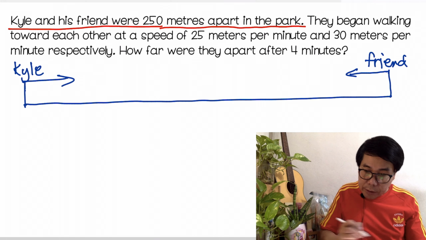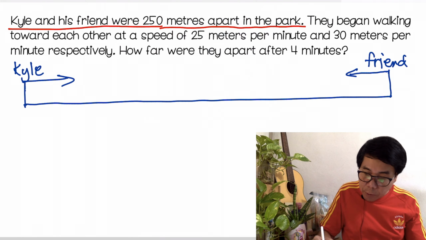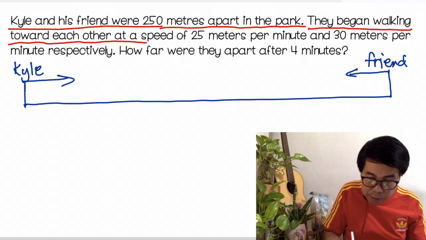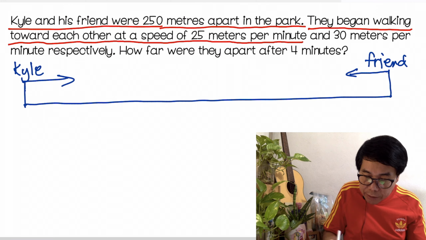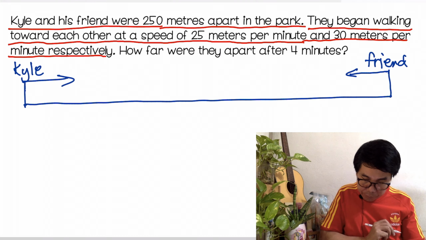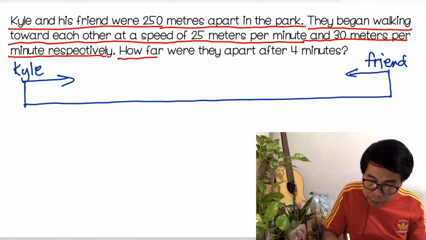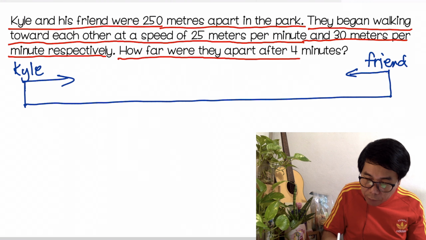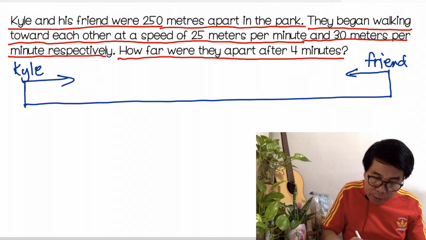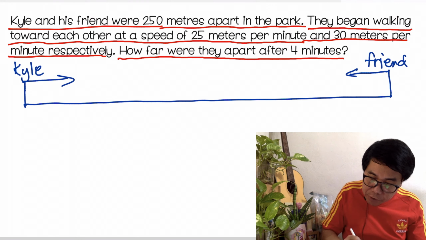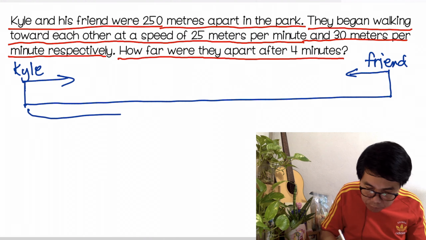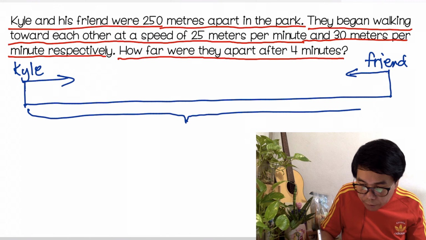Let's continue analyzing the problem. They began walking towards each other at a speed of 25 meters per minute and 30 meters per minute respectively. Then, how far were they apart after 4 minutes? Now, Kyle and his friend were 250 meters apart. So this one, they are 200 meters apart.